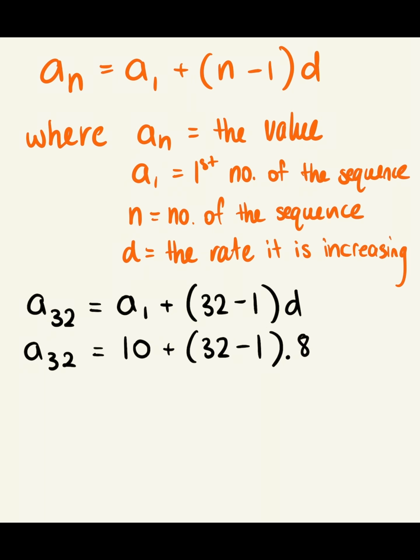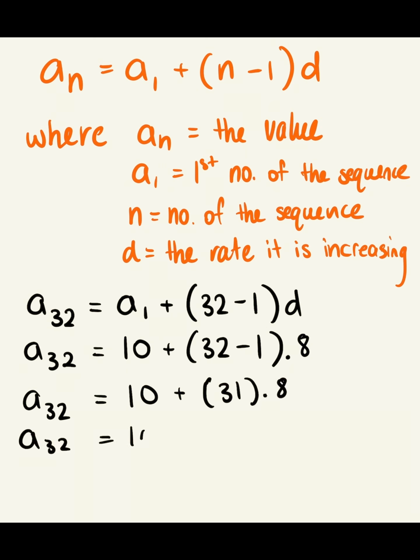Next, then, we want to simply solve our algebraic equation. So 10 + (32 - 1) is simply going to give us 10 + 31 multiplied by 8. And 31 times 8 is going to be 248, which, of course, then would lead us to the answer being 258, because 248 plus 10 is 258.